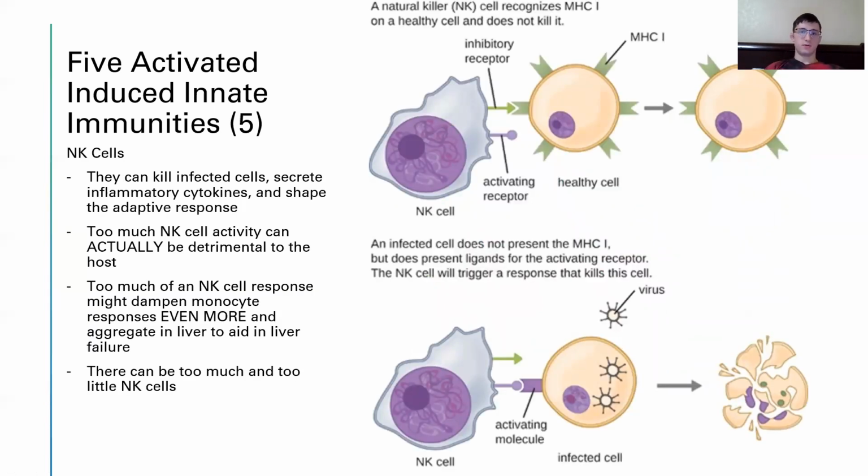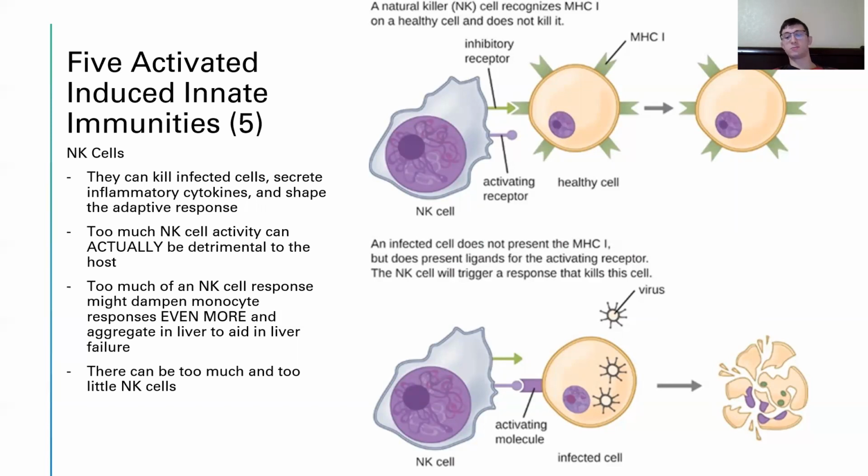Okay, so NK cells. In lethal EVD infections, levels of both NK and T cells decline drastically in the circulation and lymphoid tissues before death. So based on that, we can start to infer, okay, well, NK cells must play an important role when it comes to survival with EVD.